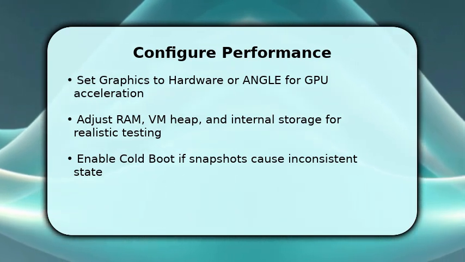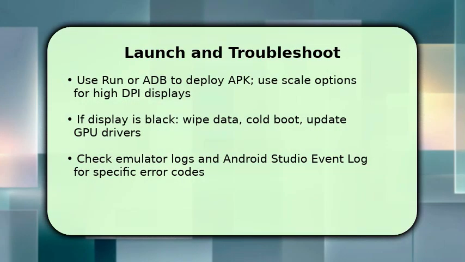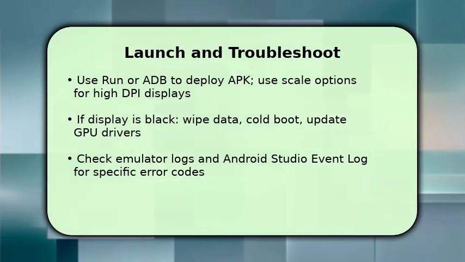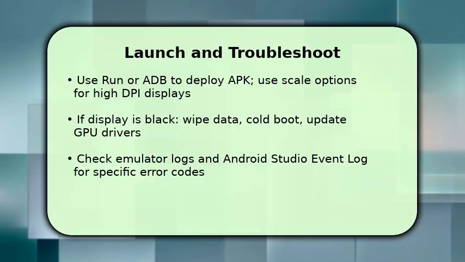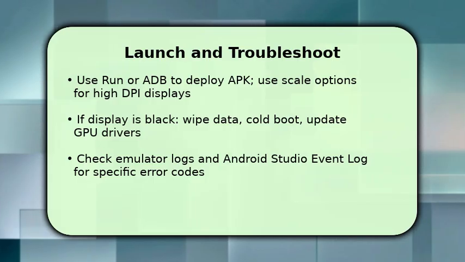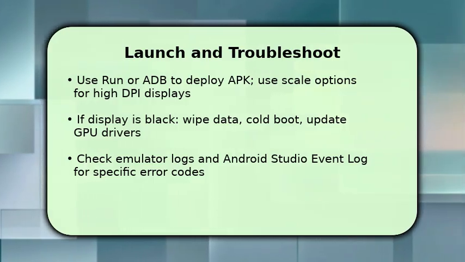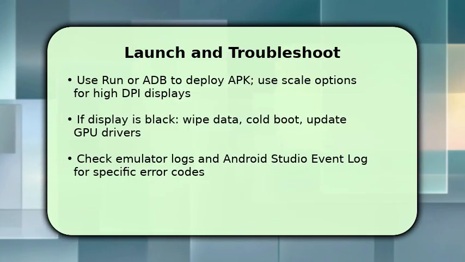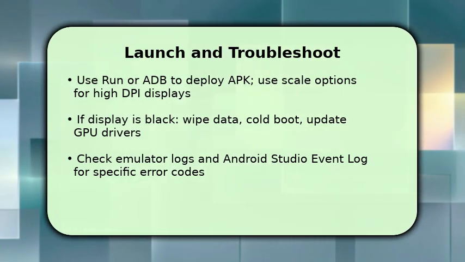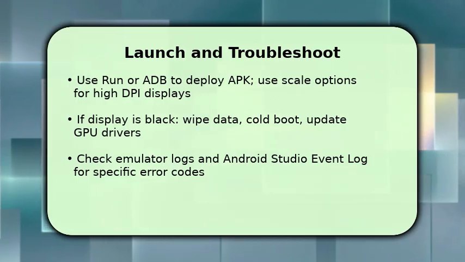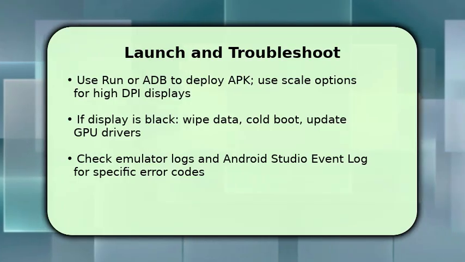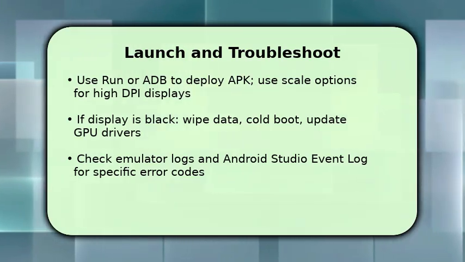Now launch the emulator and get the display working. Use Run from Android Studio or an ADB install to push your APK. Make sure display scaling matches your monitor so the UI isn't cropped. If the screen is black or distorted, stop the emulator and choose Wipe Data, then Cold Boot, which clears corrupted snapshots. Also update your GPU drivers and verify virtualization is enabled. If problems persist, inspect the emulator logs and Android Studio event log to find the exact error.